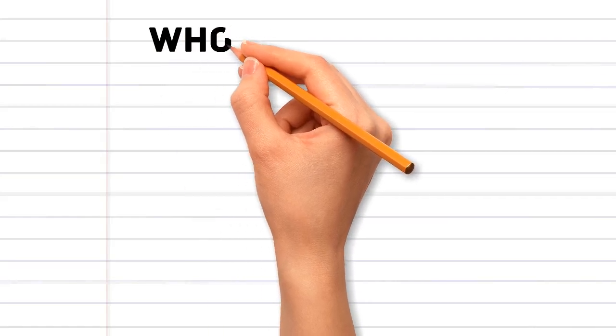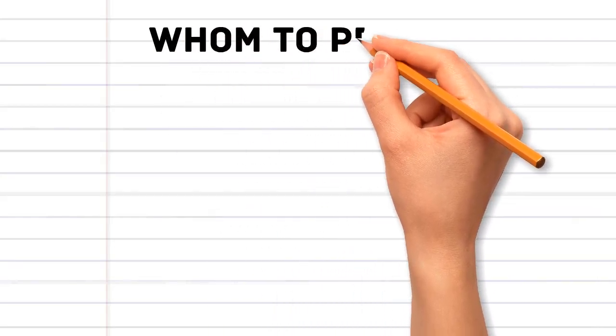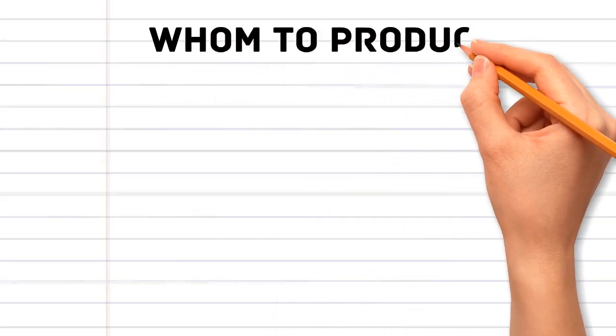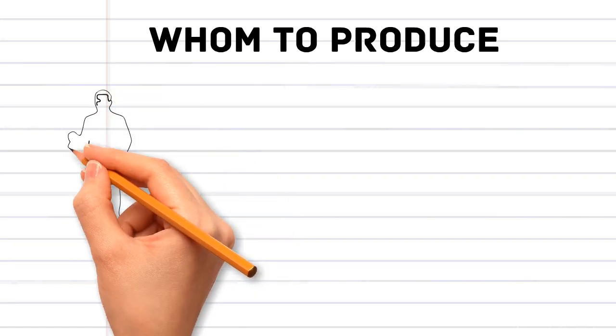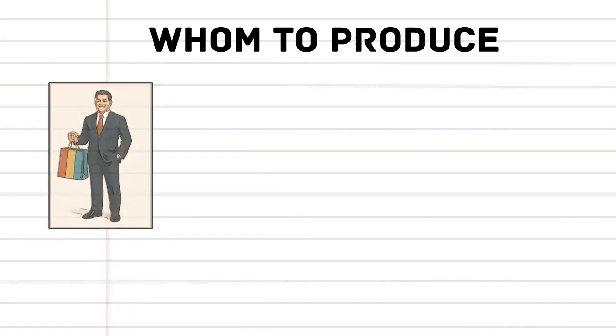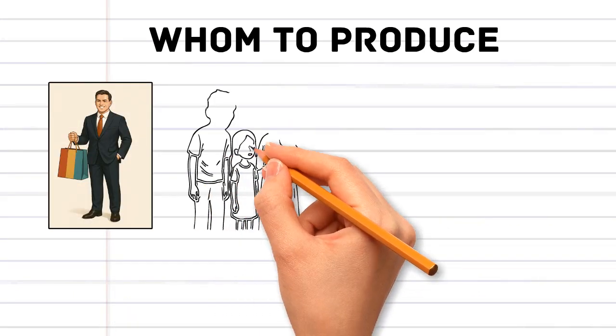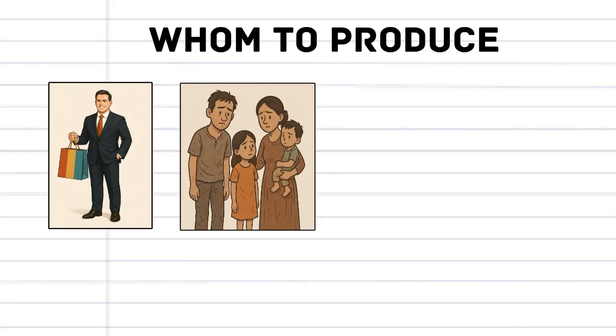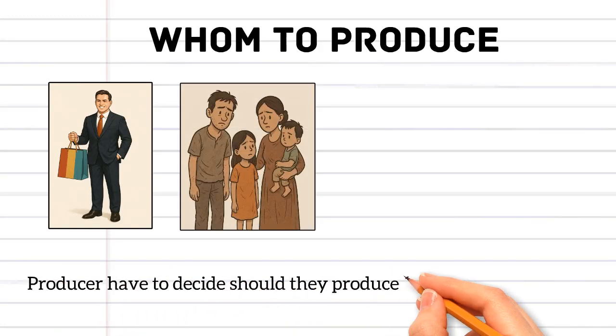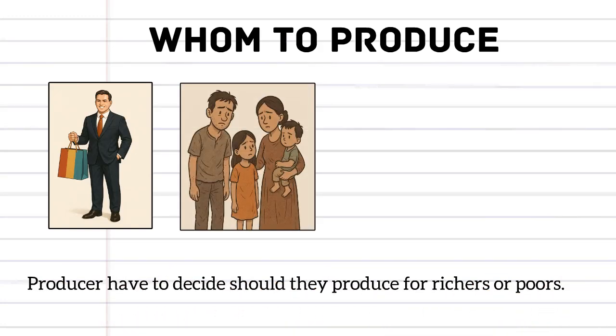After deciding what to produce and how to produce, the final question is for whom to produce. This means deciding who will get the goods and services that have been produced in the economy. Will they be available to everyone or only to those who can afford to pay? This decision depends on how income is distributed in the economy.